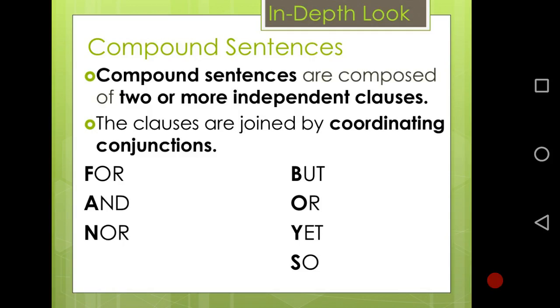But: I study hard, but I failed the exam. Or: you can buy this one, or you can buy that one. So it is the choice or the alternative. Yet: it is an unexpected opposite.